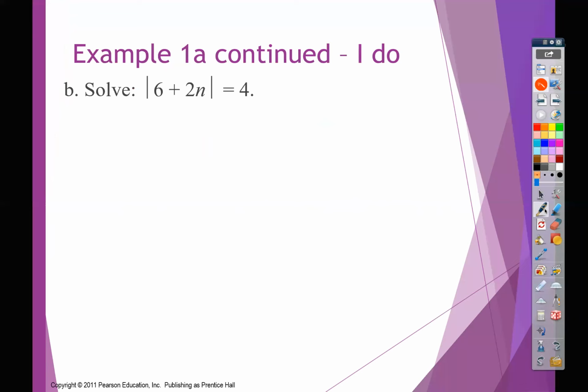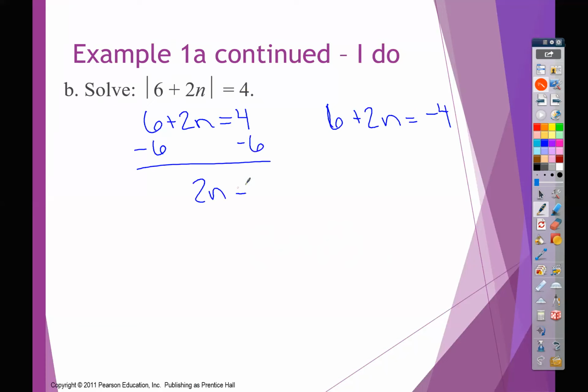Okay, so 1B, we're going to set up just like we did the last one. Everything in the absolute value sign has to be positive, or you have to set it to negative. So 6 plus 2n could also equal negative 4. So what's inside the absolute value could either equal positive 4 or negative 4. Notice I'm not changing the sign of anything inside the absolute value. I'm just changing what it is equal to. And then you solve. So 2n equals negative 2.